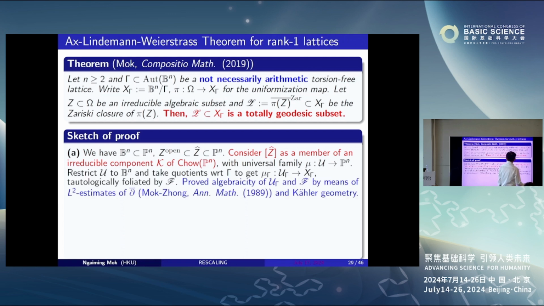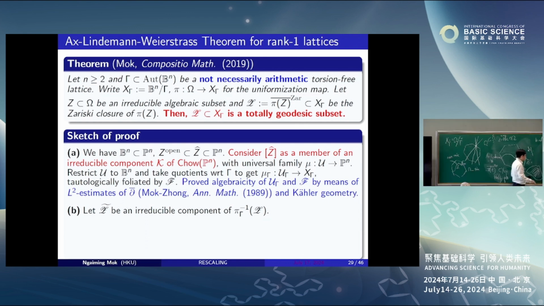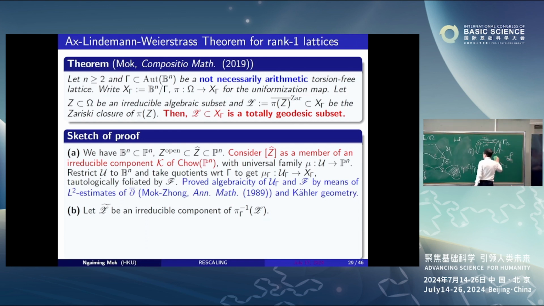Okay, so the statement is simply this: if instead of the general situation of a bounded symmetric domain, I just look at the situation of the ball, and I take something algebraic. This is X_Γ = B^n/Γ. Γ is a lattice. It might be the case that you have infinities, whether it's compact or non-compact, doesn't matter.